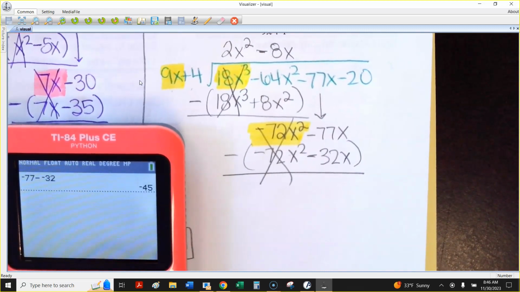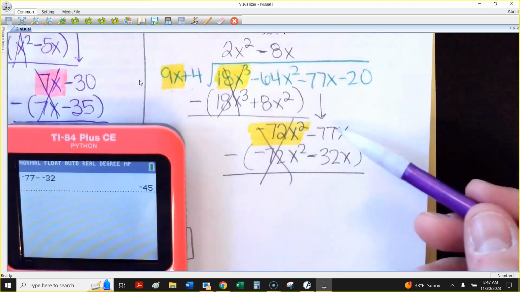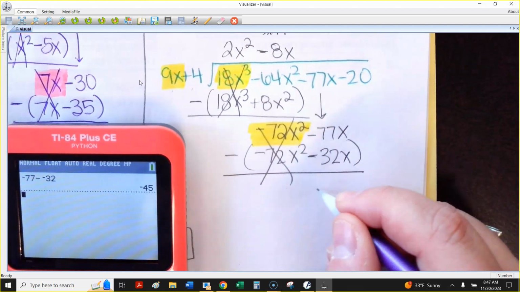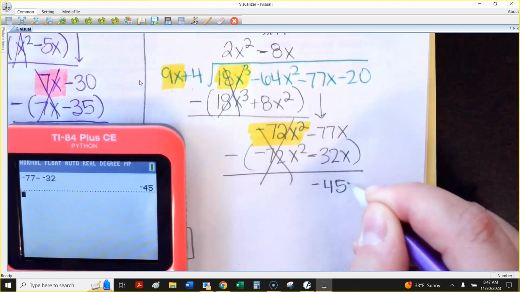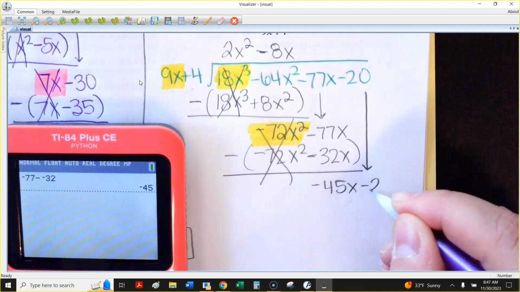Really, minus the negative is really plus, but if you want to do it on your calculator, feel free. So I'm subtracting negative 32. It's really negative 77 plus 32. So it's still negative, but it's 45x. And then you're just going to bring down that next term. This will be our last step.